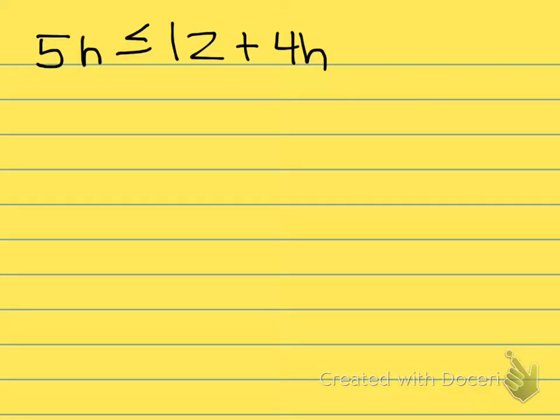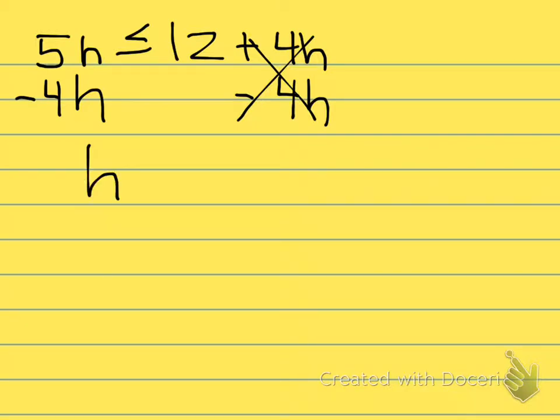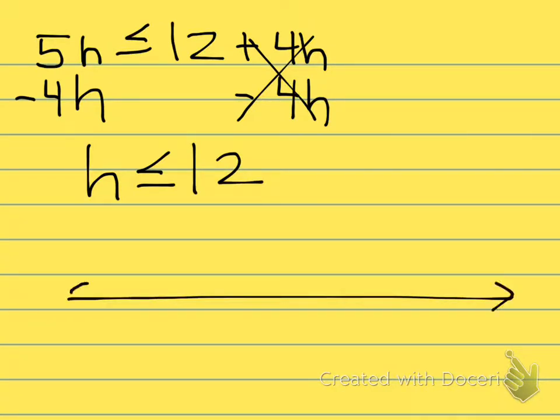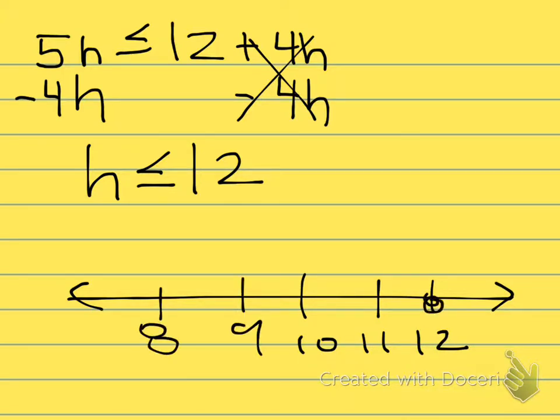And then here we have another example of variables on both sides. So we're going to solve for h, bring the 4h over by subtracting, and that also gives me 1h, or just h. So my answer would be h is less than or equal to 12. And since 12 is included in my answer, I'm going to put a closed circle at 12. And it's less than, so it goes to the left.